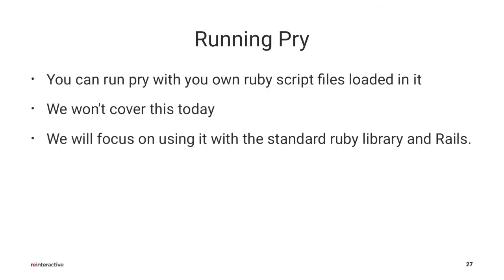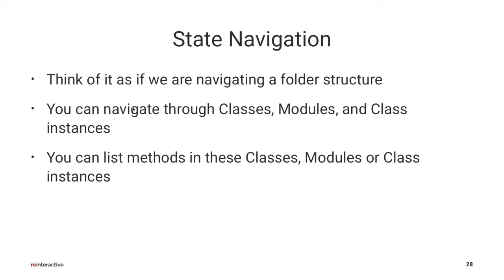The one thing you can do is you can load Pry and preload your own script files in it, but we're not going to go into this detail today. We're just going to cover it with the standard Ruby library and Rails. Some of the features for Pry that I like and I'm going to cover, one of them being state navigation. Think about it as you can navigate your code and your classes and modules and instances as if they were folder structures. And you can also list methods in those classes, modules, and instances as if they were files in a folder.